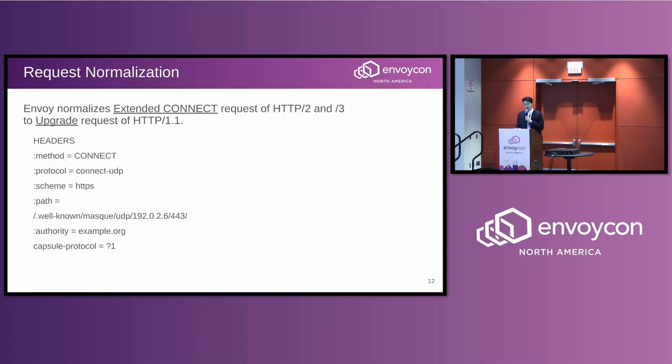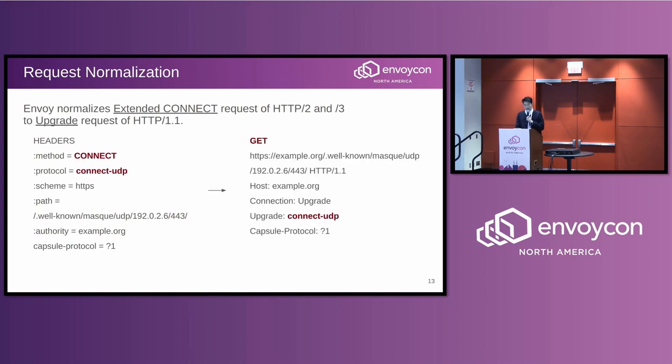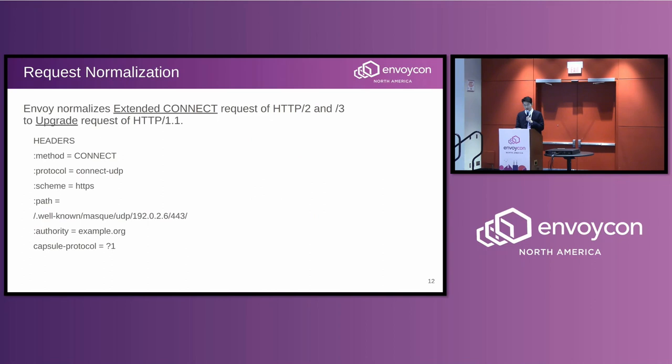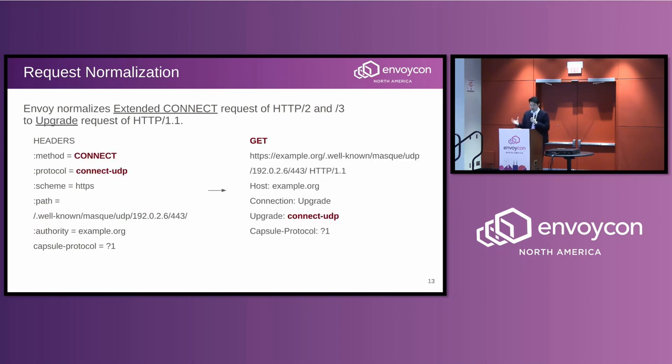This is an example of CONNECT-UDP request headers. And it becomes the upgrade request in Envoy like this. As you can see, the extended connect method is transformed to a GET request with an upgrade token in H1 inside Envoy. And the upgrade header field value is set to the same protocol value as the header field in the extended connect request.